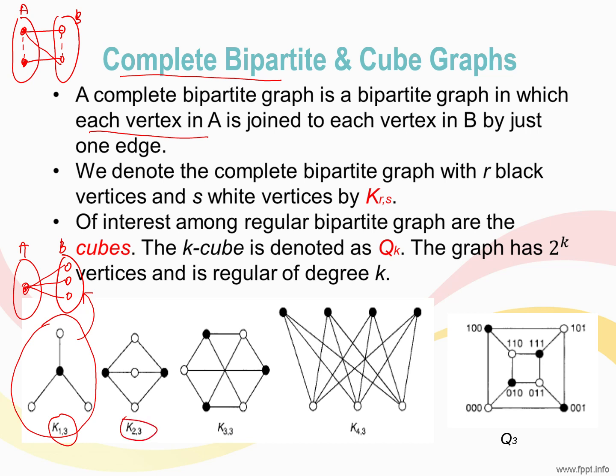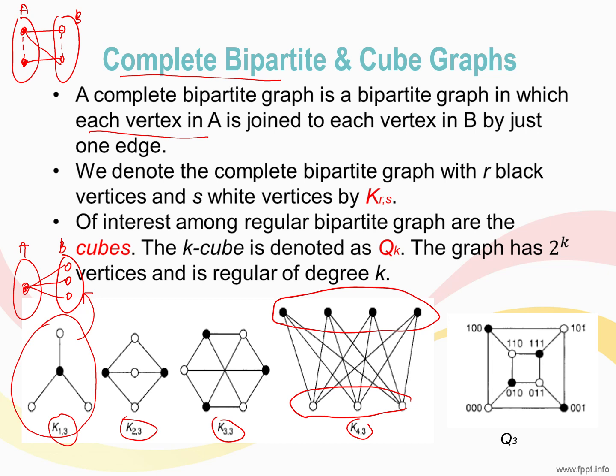Another example of a complete bipartite graph is K2,3, meaning 2 vertices in set A and 3 vertices in set B. K3,3 means 3 vertices in set A and 3 vertices in set B, while K4,3 is 4 vertices in set A and 3 vertices in set B. All vertices in one set must be connected to all vertices in the other set.